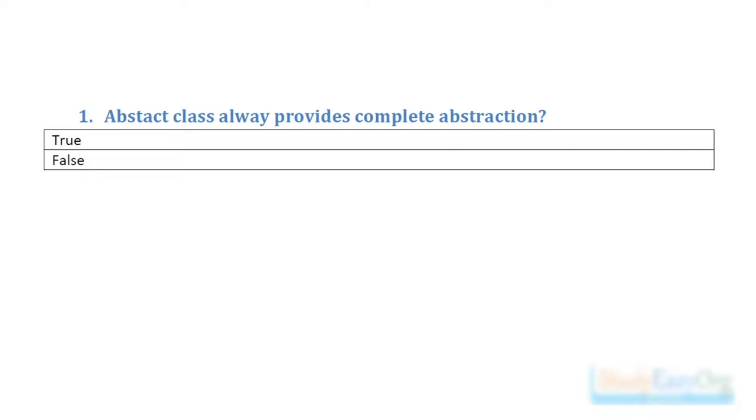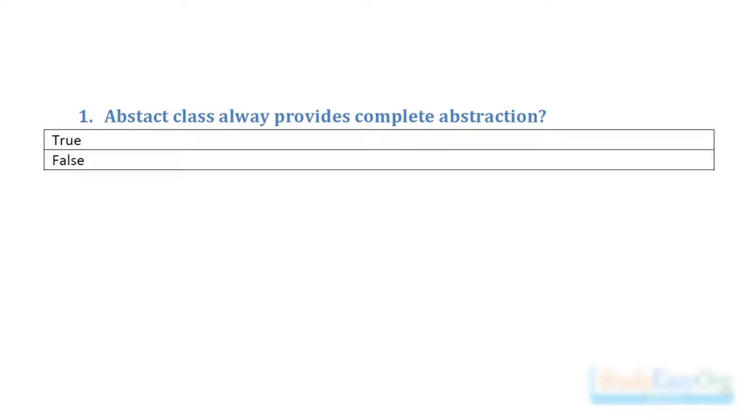Explanation of question 1, quiz 10, miscellaneous question. Abstract class always provides complete abstraction. Now friends, this statement is partially true because an abstract class can provide complete abstraction, but an abstract class can also contain non-abstract methods as well.